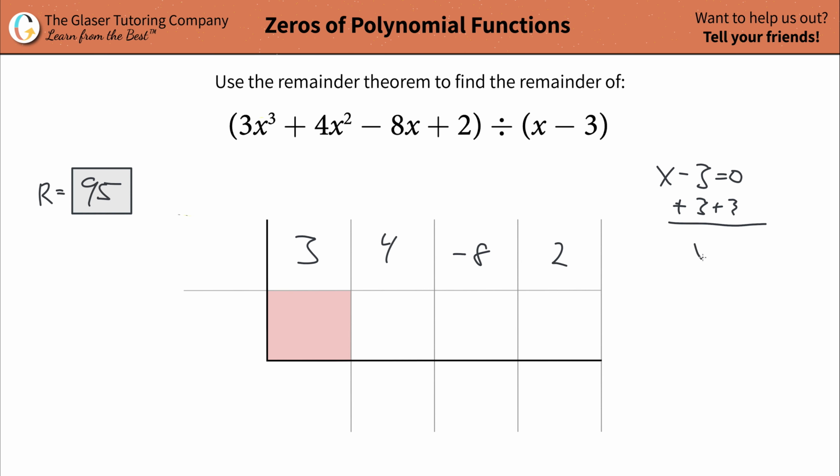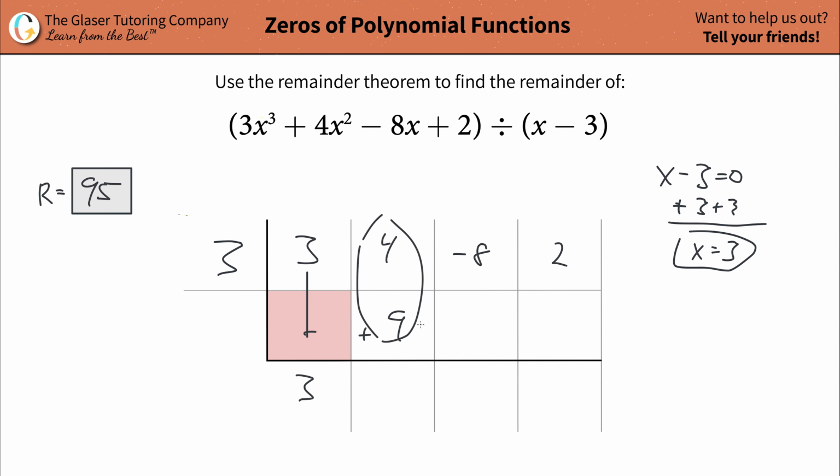Okay, x is equal to 3. So this is the value that's going to be plugged into the outside now. So what you're going to do is drop down the first value, 3. You're going to follow this series of steps. Take the bottom number, multiply it by the outside number, so that's a total of 9. Plug it into the next adjacent cell there, and add this on up. So that should be 13.